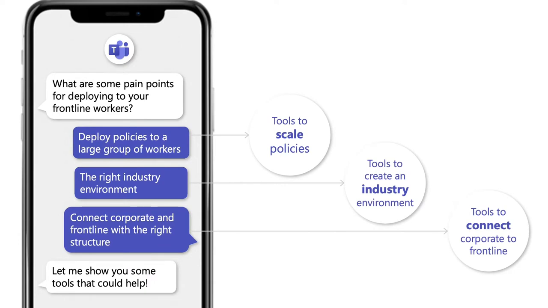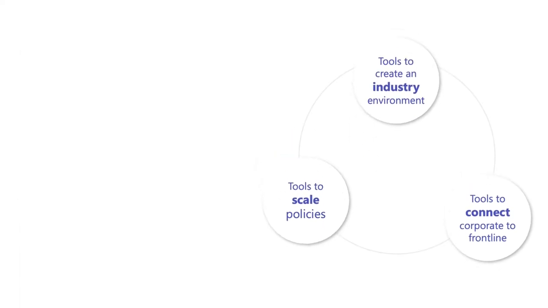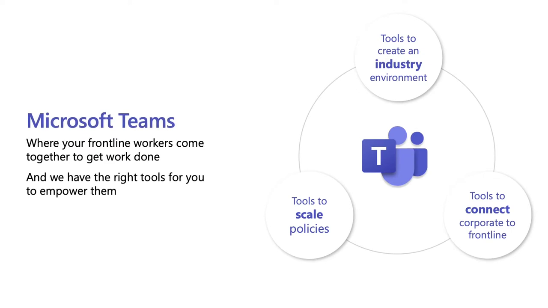The second is creating an industry-specific environment. How do you create the right workflows, structure, and apps needed to get the job done within your industry, while also reducing the time it takes for teams to get up and running? Finally, we heard this need for better connection between corporate teams and frontline workforce. How do you create that connective tissue in the right structure? That way, everyone can stay aligned and execute together.